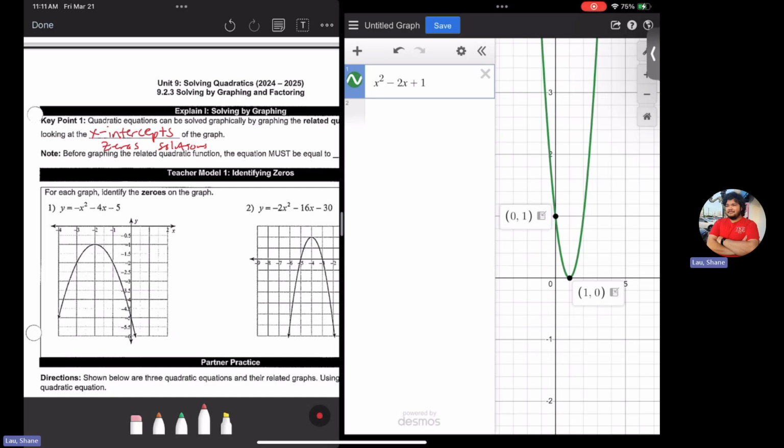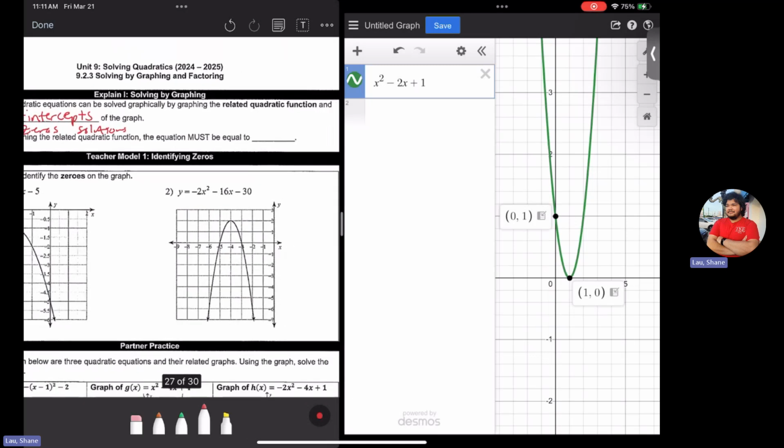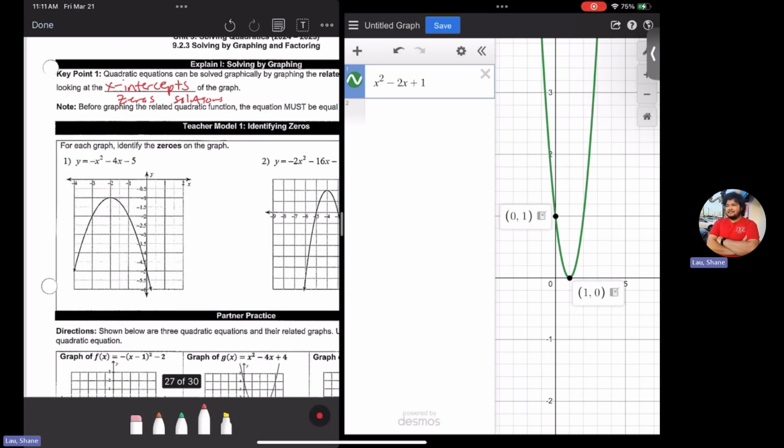But here's something to note, though. Before graphing the related quadratic function, the equation must be equal to 0. If it's not equal to 0, it will not work the way you want it to. So make sure you solve it to equal 0. And we'll see some examples.